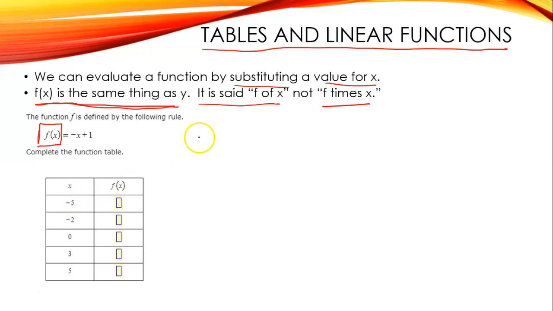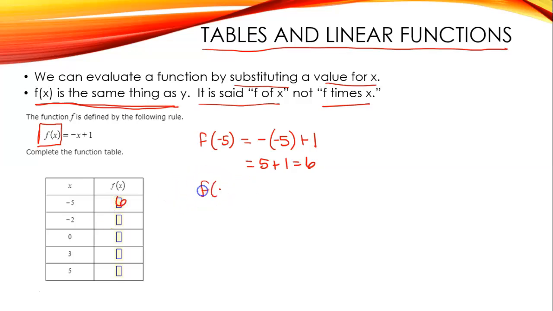So for example, if I'm finding f of -5, that's telling me to take the equation and substitute -5 for x. Well, there's already a negative outside of the x. When I substitute, there is now another negative. A negative times a negative is a positive, so that becomes 5 plus 1, which is 6.